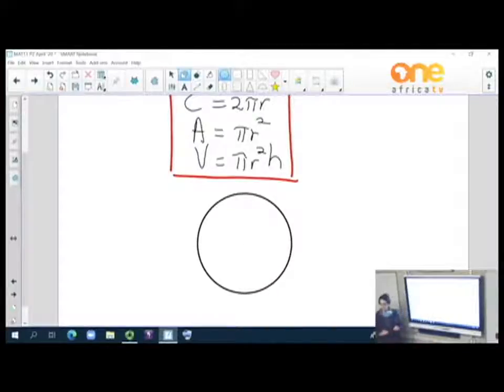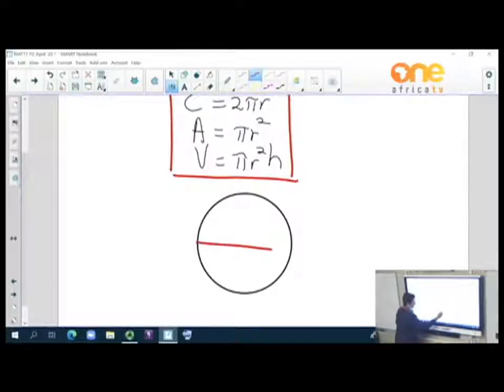Right, there's a nice perfect circle. And let's just look at what we should know about a circle. So this is the diameter. You know that this is the radius. This is not new.